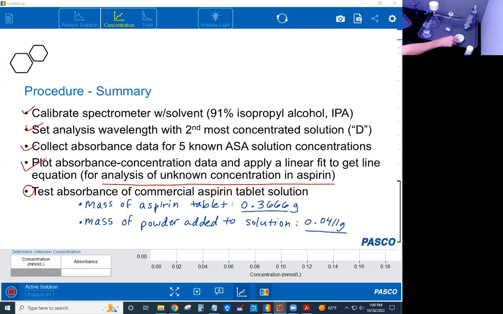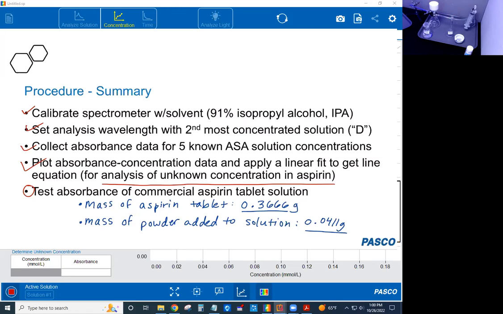You've recorded the mass of the aspirin tablet before you ground it, so that after you grind it up, you can get a very small mass of aspirin. In this case, you only get 0.0400 grams, or around there. Whatever mass you get of that powder, you'll need a 100 milliliter volumetric flask, and you'll add 0.400 grams from the powder into the flask.